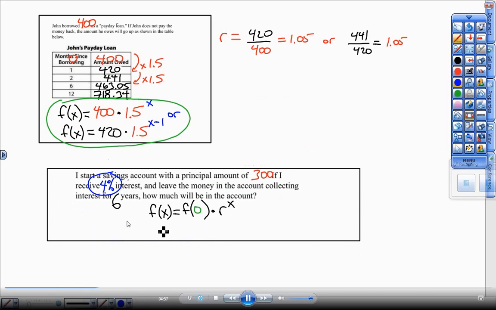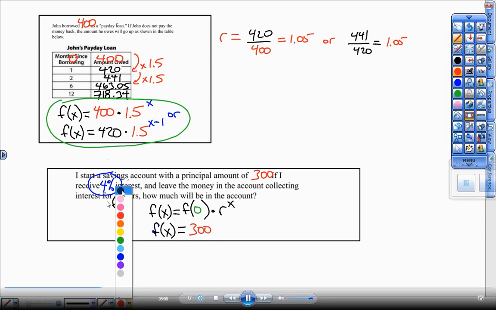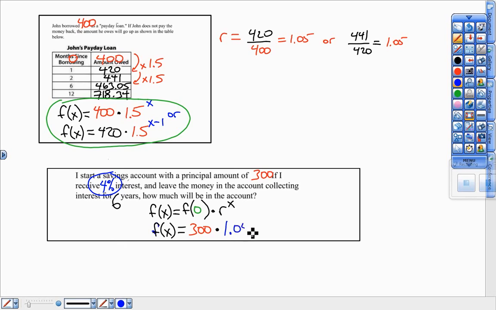So the equation is f of x equals that 300 times 1.04, not 0.4, not 0.04, 1.04 raised to the x power. And again, that's the equation I'm going to use.